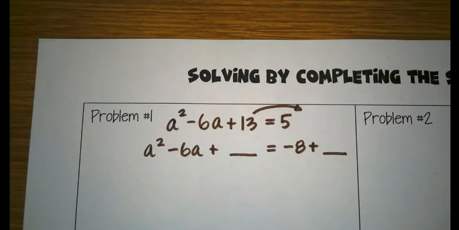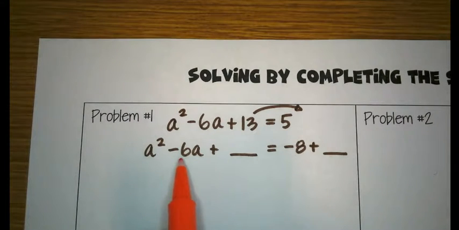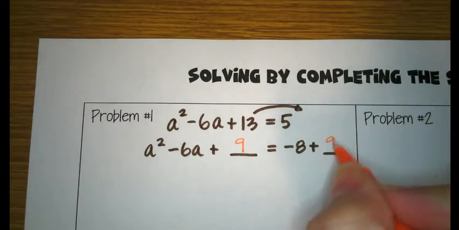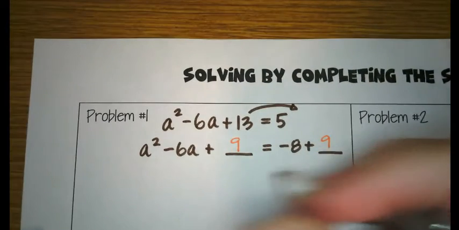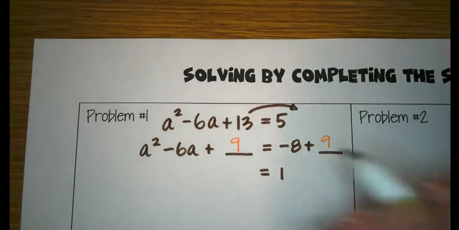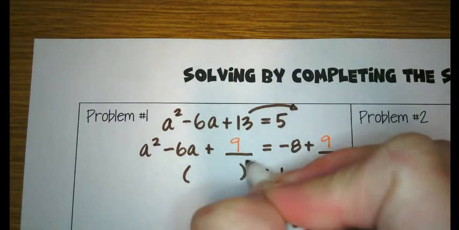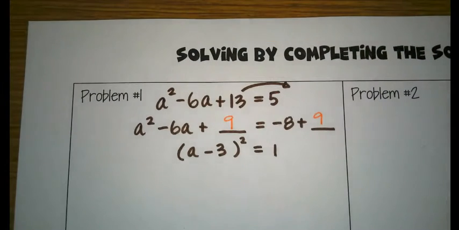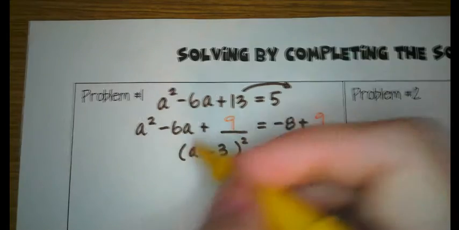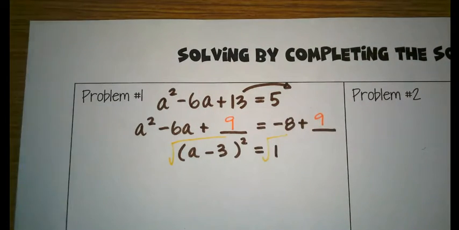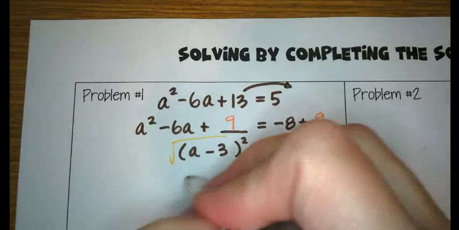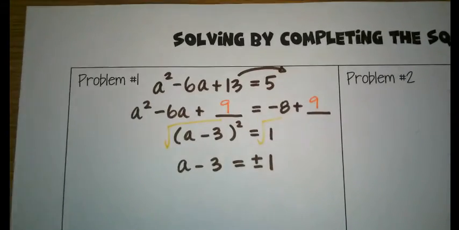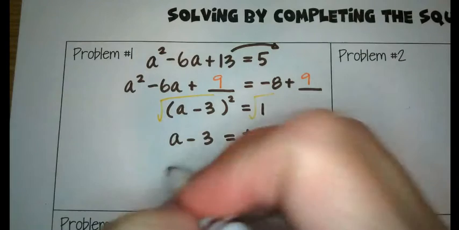Then we figure out what our magic number is. So half of this number is negative 3, and that squared is 9. And whatever we do to one side, we have to do the other. So on the right, we get 1. On the left, we can factor this down to be a minus 3 squared. So next step is to take the square root of both sides. So doing that gives us a minus 3 equals plus or minus 1, because the square root of 1 is 1.